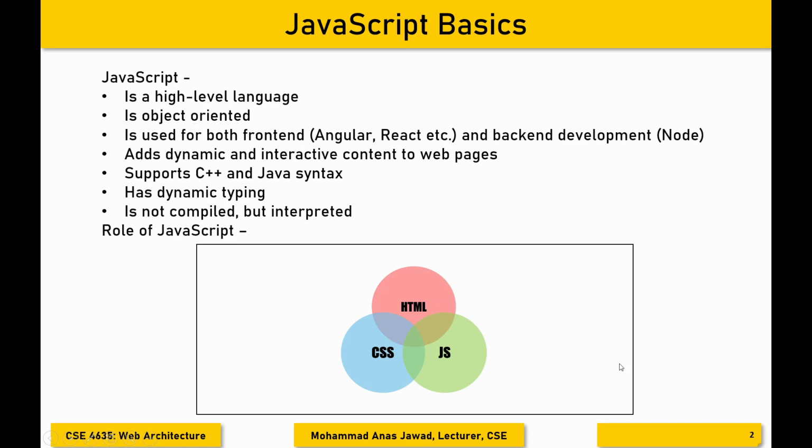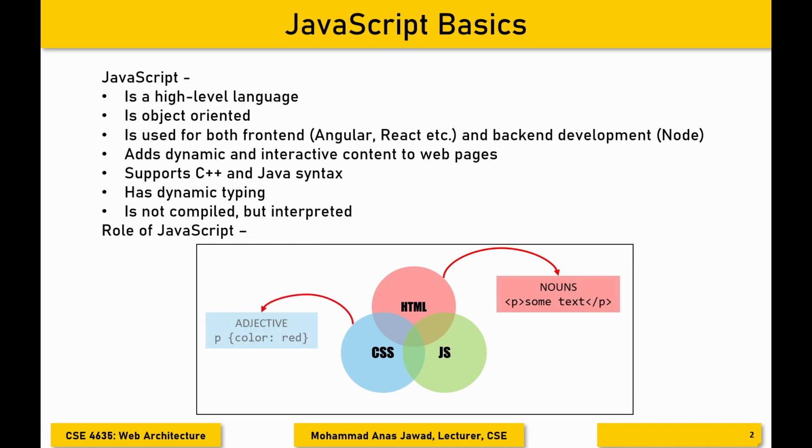So if we were to compare these three technologies to the parts of speech of English language, then we can say that HTML is the noun, CSS is the adjective, and JS or JavaScript is the verb. So obviously by noun we mean the messages or the information that is present in our HTML pages. So for example, we have some text like this, which is inside this paragraph tag, right? Now suppose we want this paragraph text or this some text to be displayed in the red color.